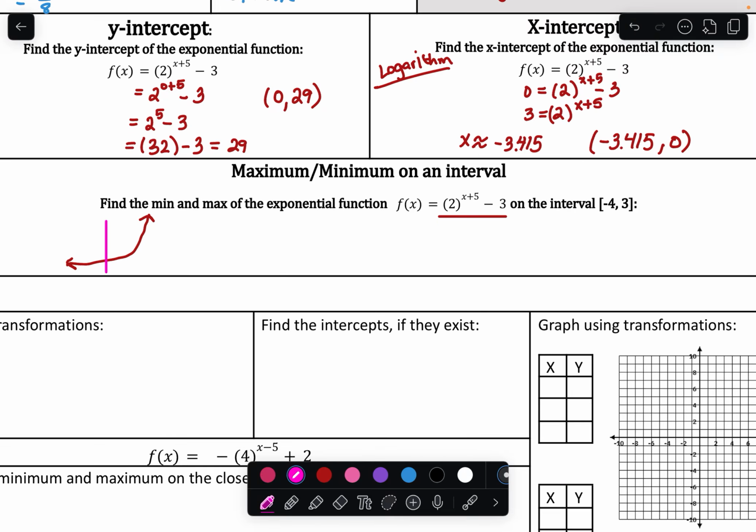Okay, and I'm looking from negative 4 to positive 3. Since this is exponential growth, this is increasing over time. So we should have a minimum at x equals negative 4. If we plug negative 4 into our function, we get 2 to the negative 4 plus 5 minus 3, which becomes 2 to the first power minus 3, or negative 1.